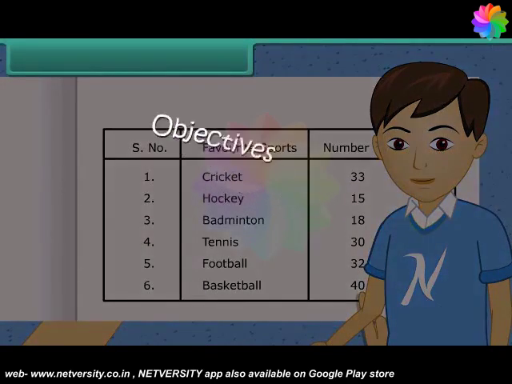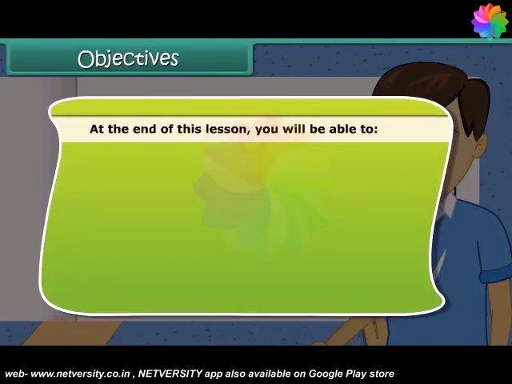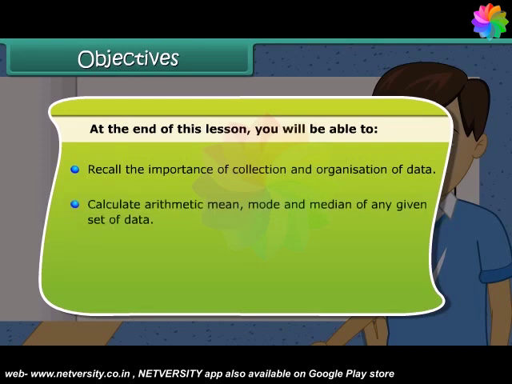Objectives. At the end of this lesson, you'll be able to recall the importance of collection and organization of data, calculate arithmetic mean, mode, and median of any given set of data, determine range of a set of data.